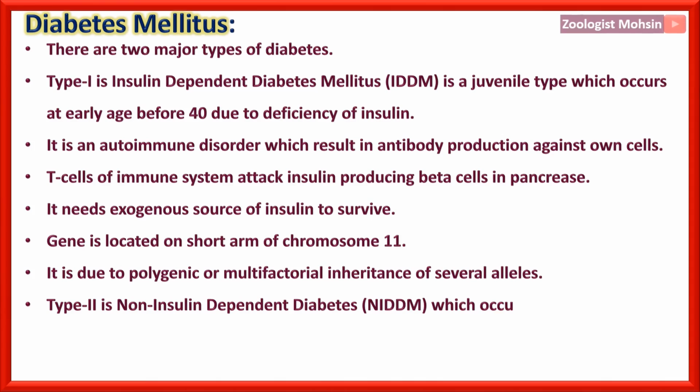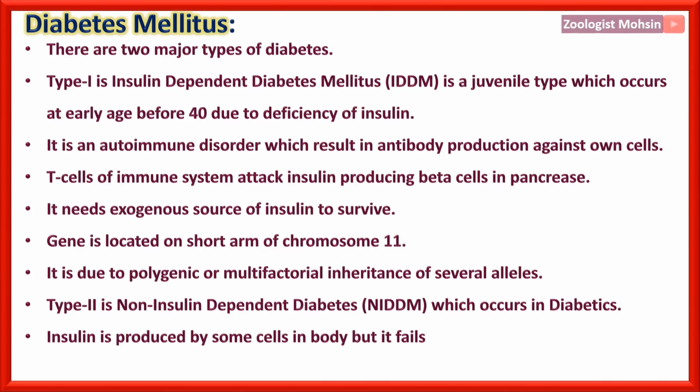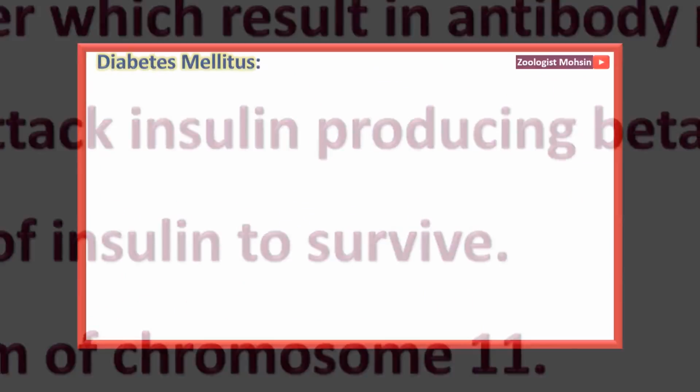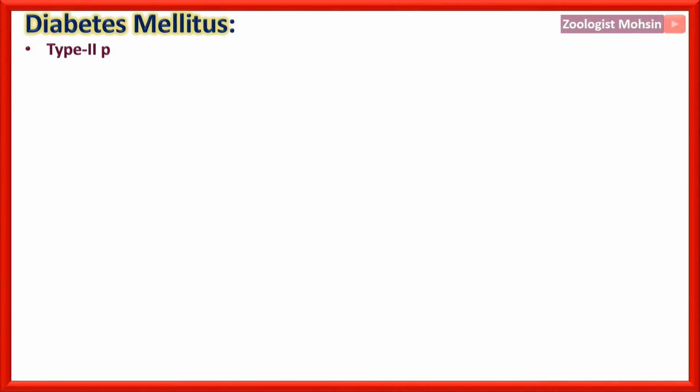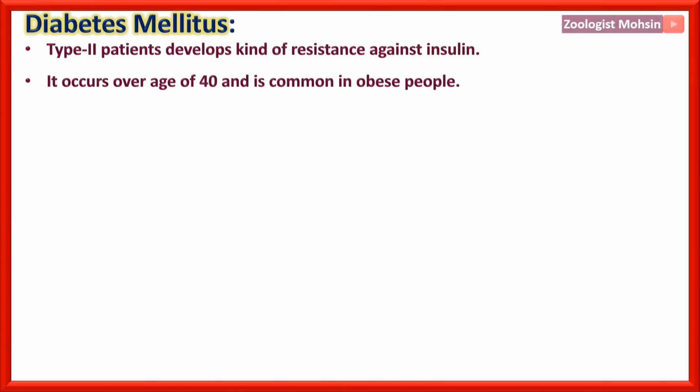Now, type 2 is non-insulin dependent diabetes. Insulin is produced by some cells in the body, but it fails to function for glucose. Type 2 patients develop a kind of resistance against insulin. It occurs over the age of 40 and is common in obese people.